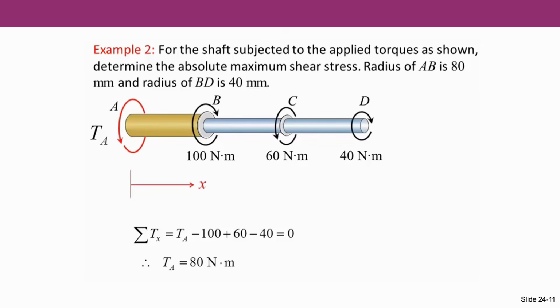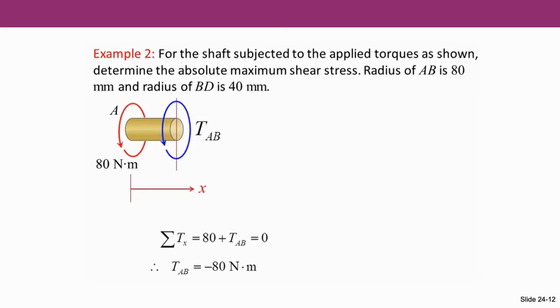This sum must be equal to 0 because the structure is in equilibrium. Therefore, the torque reaction, or the support reaction in the form of torque exerted by the fixed end A, is equal to 80 Nm. Now we can determine the internal torque in the AB part by using this. Again, we apply the method of sections. For this purpose, we pass a section through the AB part. This will expose the internal torque TAB existing in the AB part.